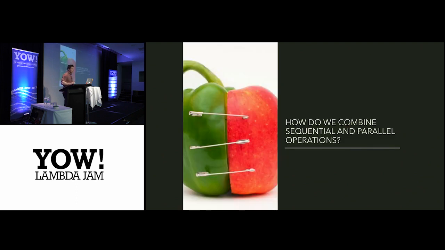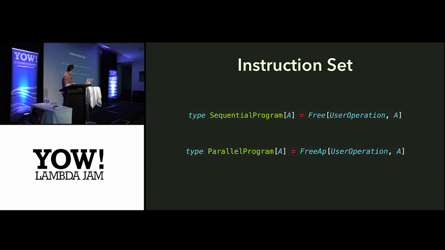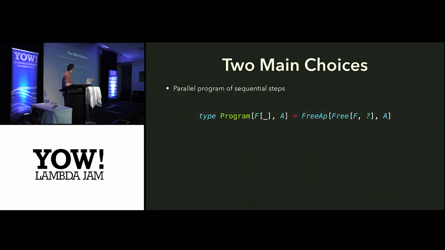So now that we've seen that, how do we combine sequential and parallel operations? What we end up with typically, when you're using free monad or free applicative, is one of these two things. Either we have a free program or we have a free applicative program. So if we want to combine these two things, we typically will have one of two choices. The first of these is to have the free applicative on the outside and the free monad on the inside.